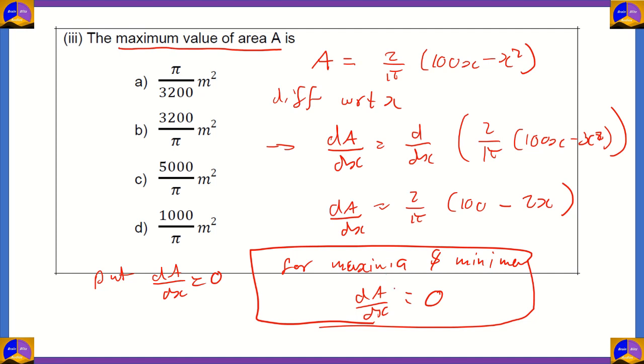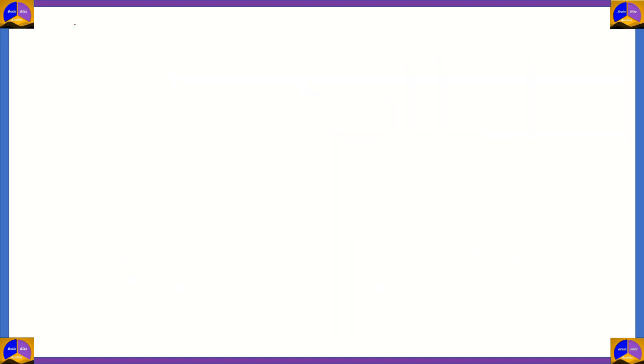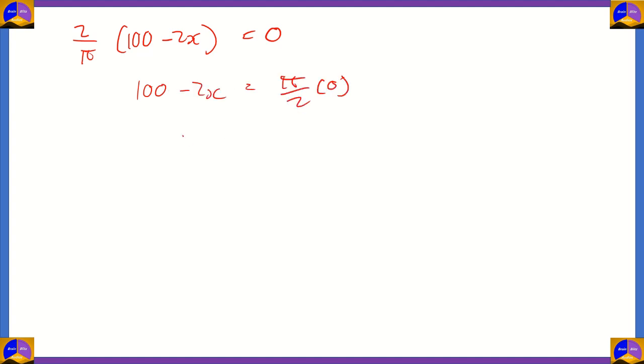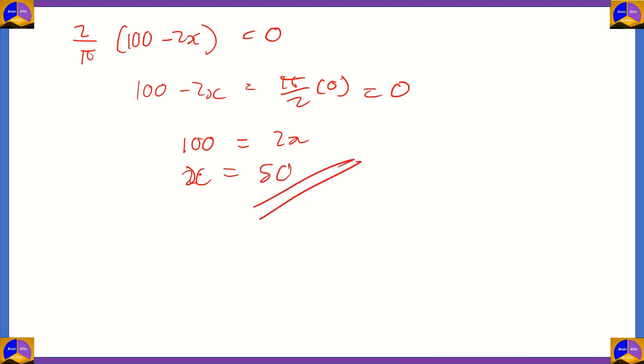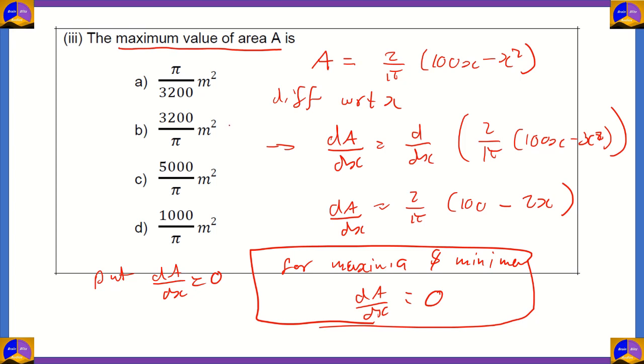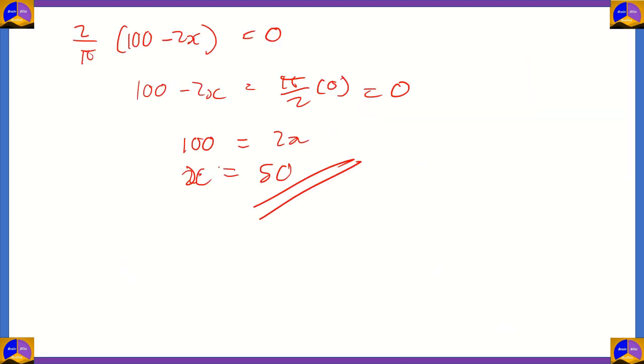So now we know that dA by dx is equal to 0. That means 2 by pi into 100 minus 2x is equal to 0. And 2 by pi can be taken to the right-hand side as pi by 2. So 100 minus 2x is pi by 2 times 0. 100 equals 2x, and x is 100 by 2, which is 50. So the value of x is 50.